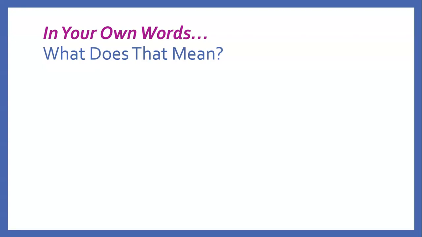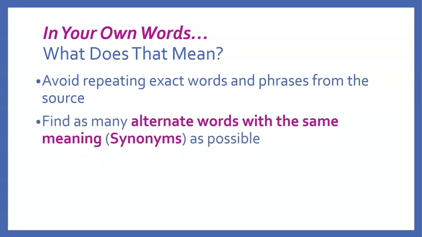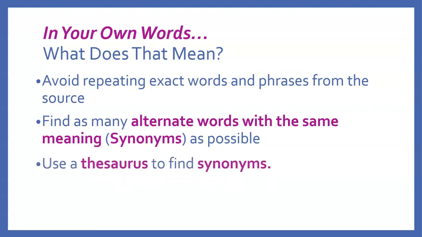So when it comes to paraphrasing, putting something in our own words is a very specific meaning. We don't want to use the same words and phrases from the source. Instead, we need to get alternative words that have the same meanings. So these are synonyms, and we have to find as many of them as possible to replace the source material. And we can use the thesaurus to help us find synonyms.